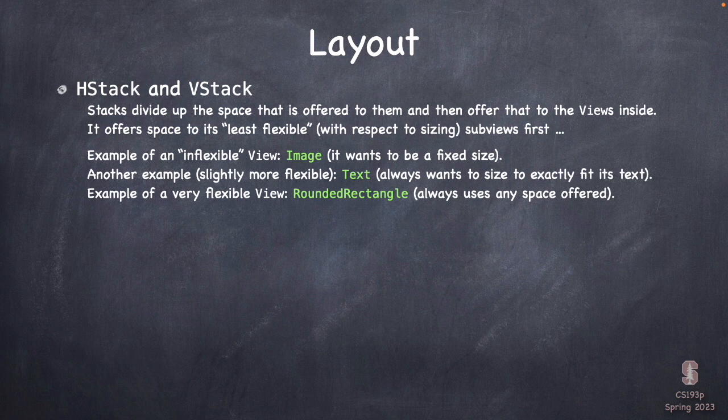An image, like Image systemName, whatever, very inflexible. It wants to be the size that it is, doesn't want to be smaller, can't be larger. It's probably the least flexible view out there, image. Next, least flexible, text. Okay, texts want to fit their text, right? They mostly want to be that size.